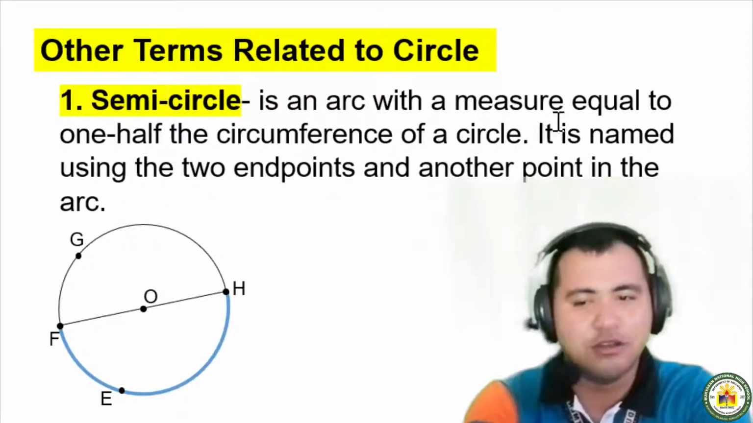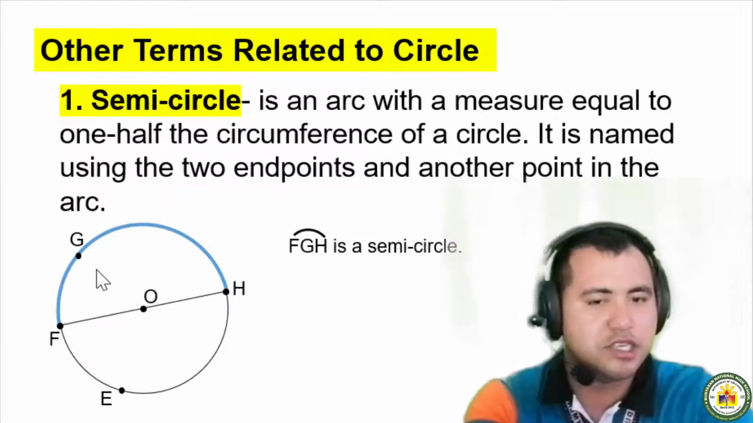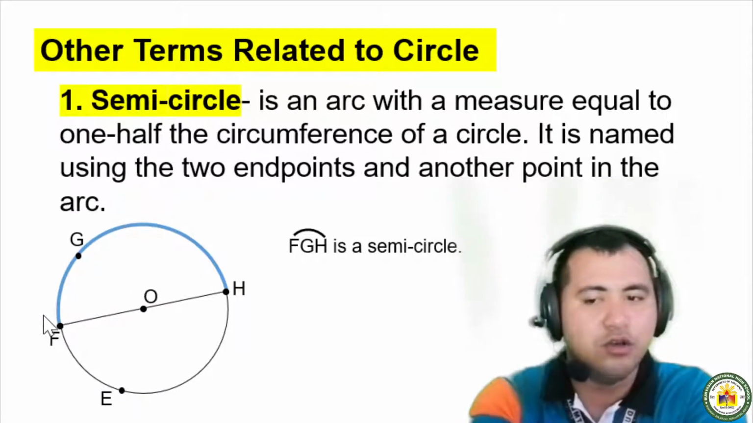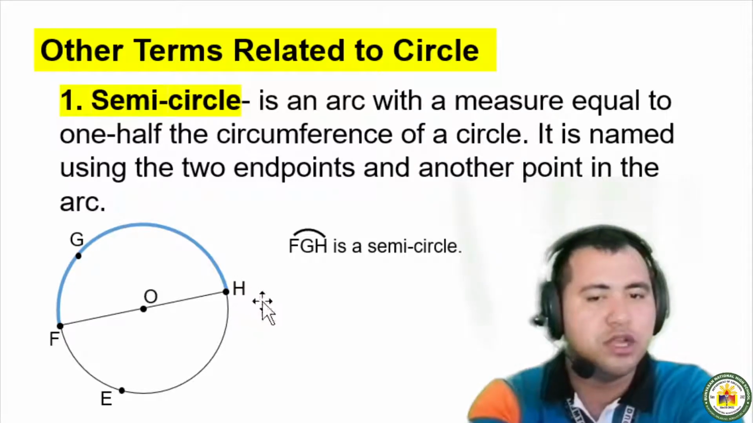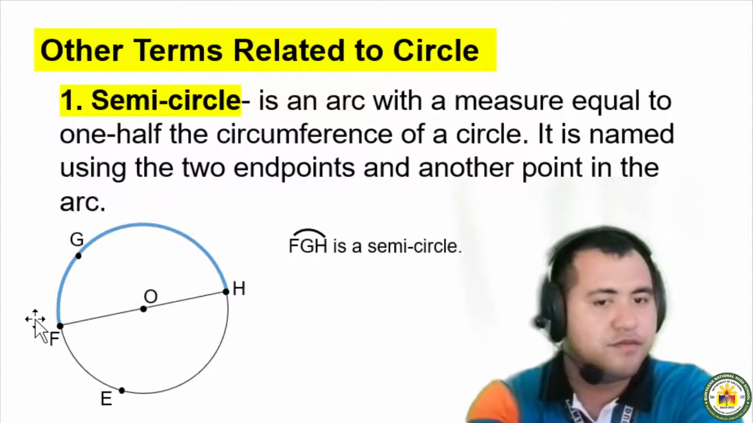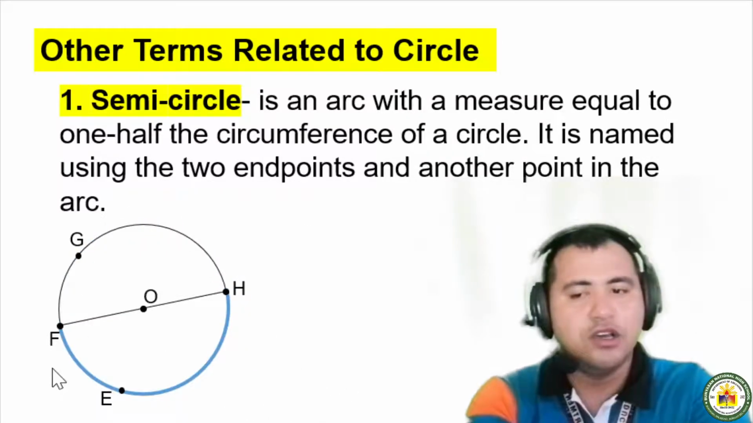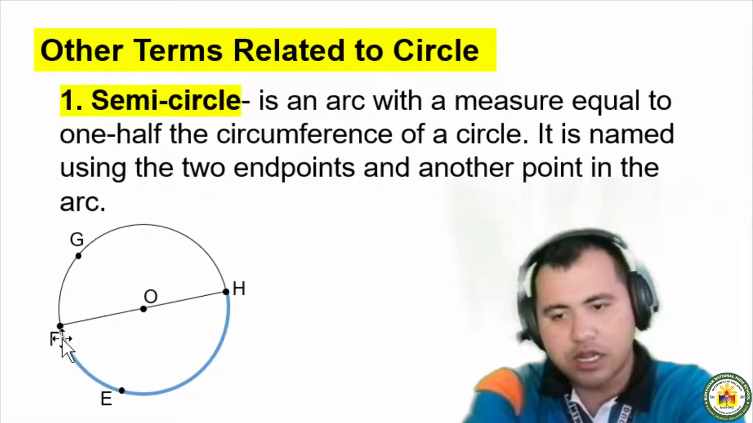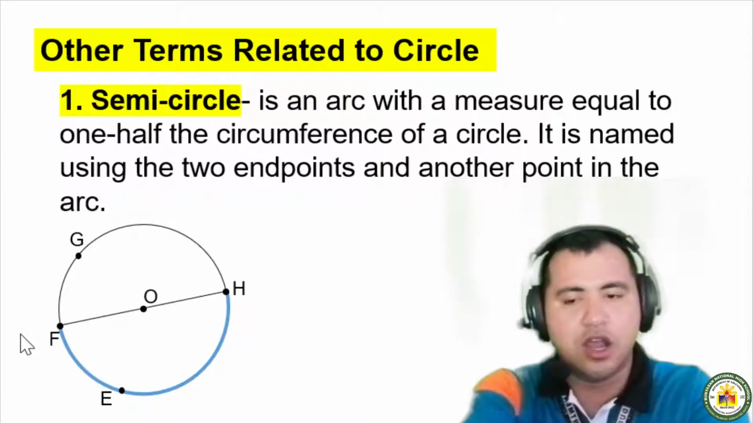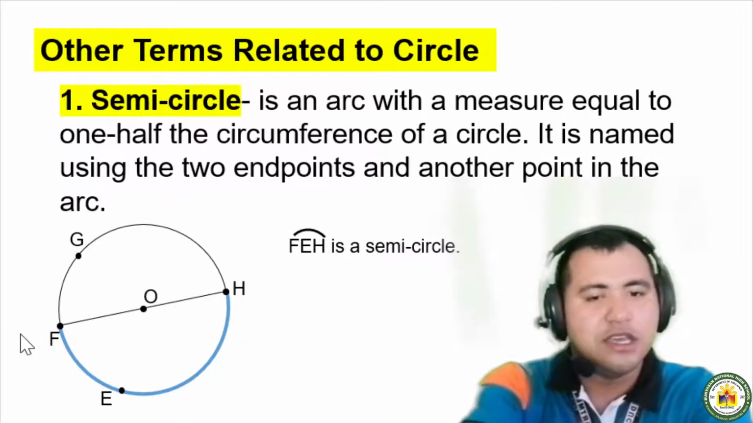Arc FGH is a semicircle. Another example, kung magsugod ka sa H, this is also named HGF. Pwede ra na. Okay. So, next, we have the arc from F to H again. So, that is arc FEH. Arc FEH, that is also a semicircle.